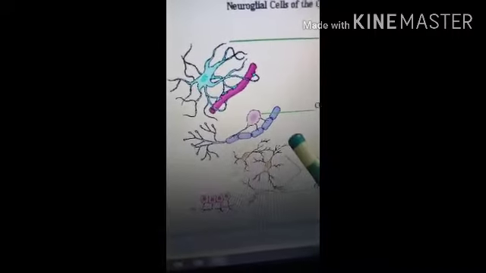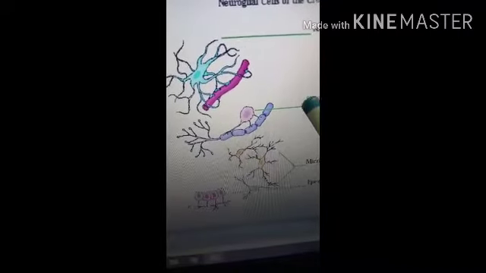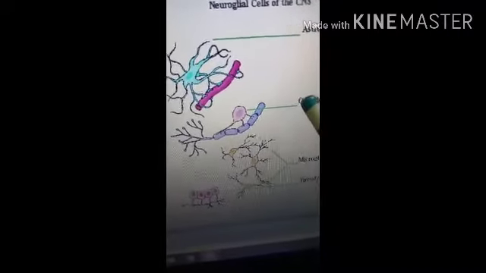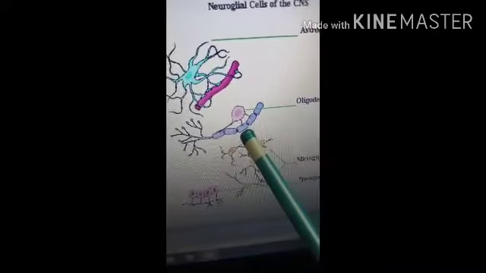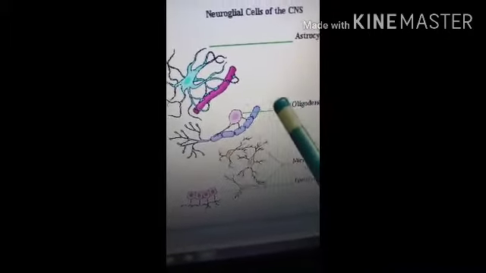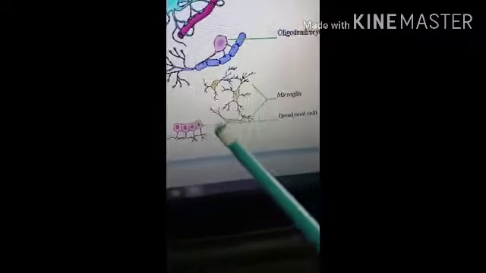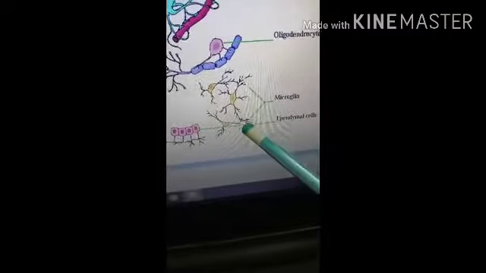Then the oligodendrocytes form the myelin sheath around the axon in the CNS, having the same function as the Schwann cell in the peripheral nervous system. Then the fourth, that is the microglia. So here you can see the microglial cell.